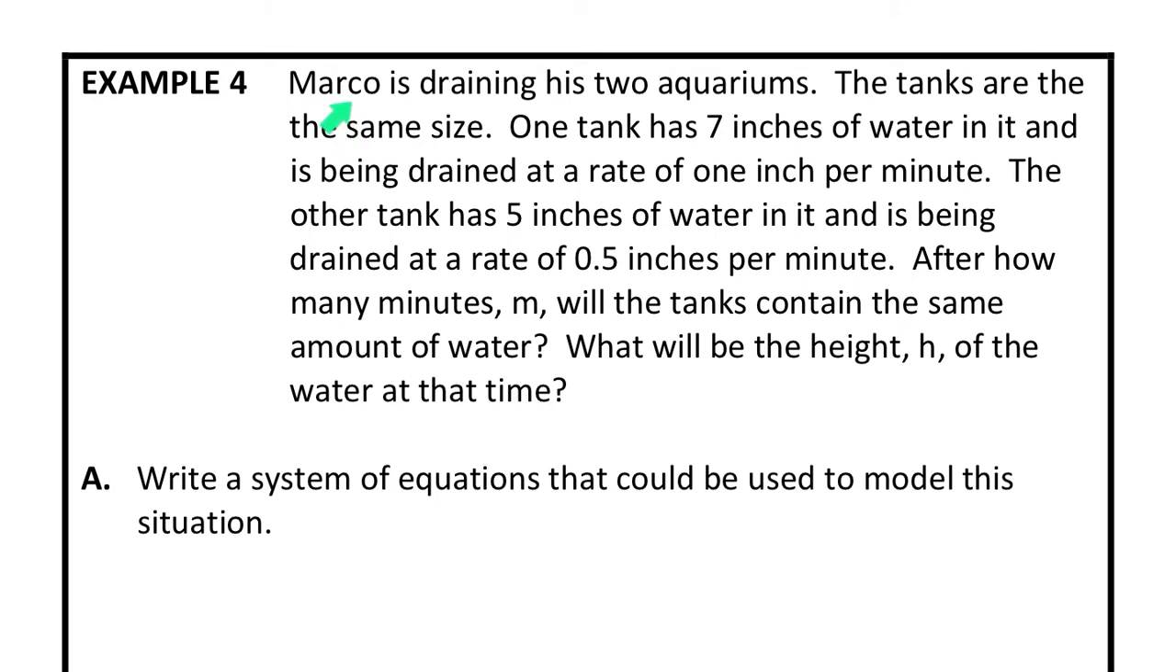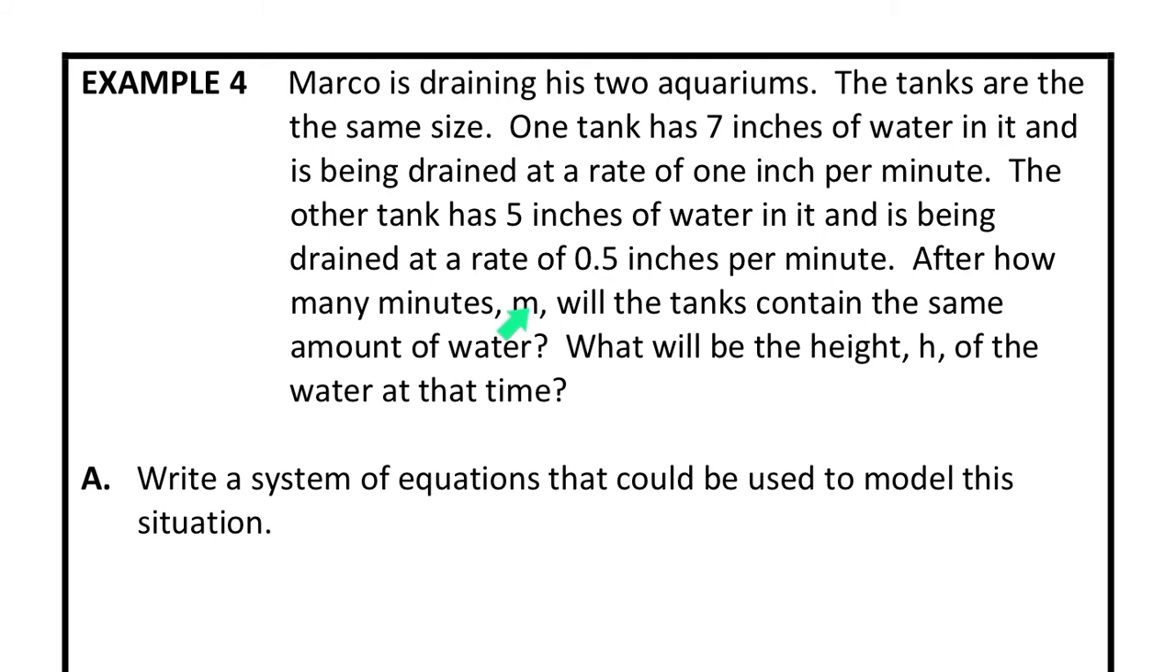All right, in this example it says Marco is draining his 2 aquariums. The tanks are the same size. One tank has 7 inches of water in it and is being drained at a rate of 1 inch per minute. The other tank has 5 inches of water in it and is being drained at a rate of half an inch per minute. After how many minutes, M, will the tanks contain the same amount of water? What will be the height, H, of the water at that time?